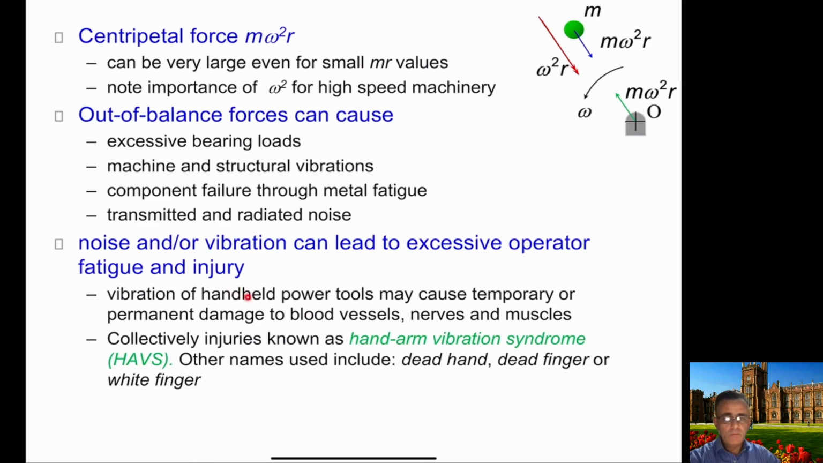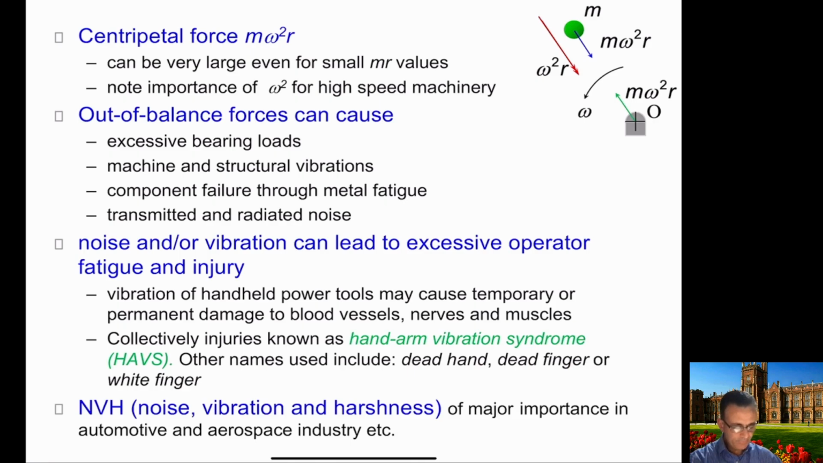Vibration of handheld power tools may cause temporary or permanent damage to the blood vessels, nerves, and muscles. In medical terminology, there is a specific name for this. This is what we call a collective injury, called hand-arm vibration syndrome, HAVS. There are also other names associated with this, such as dead hand, dead finger, or white fingers. And NVH, which is noise, vibration, and harshness, is obviously of major importance in the automotive and aerospace industry.